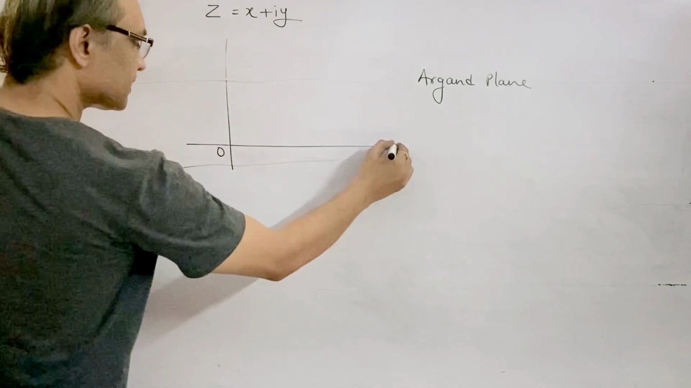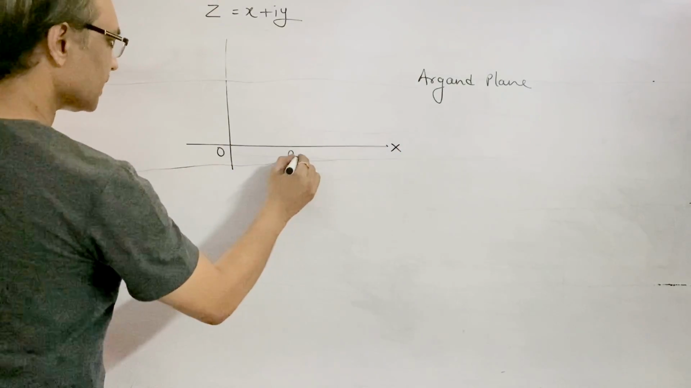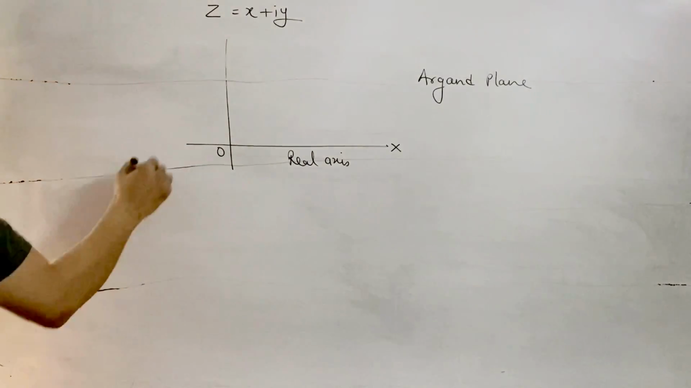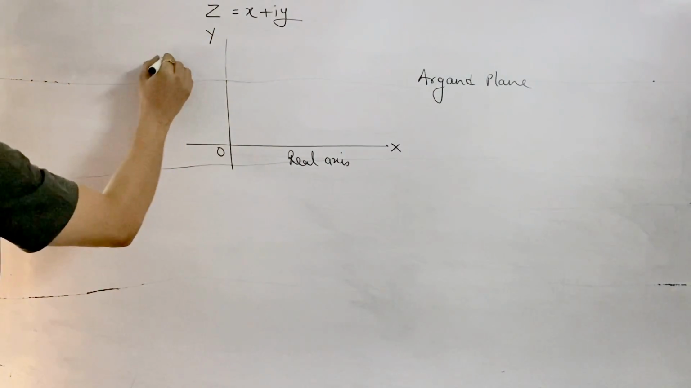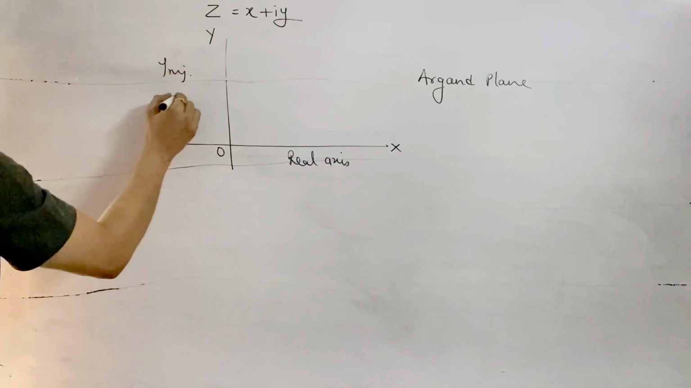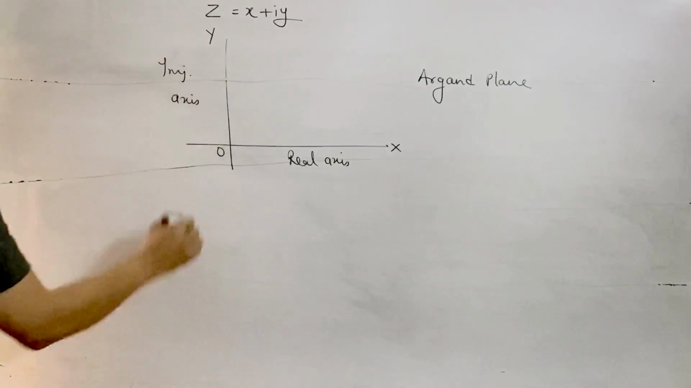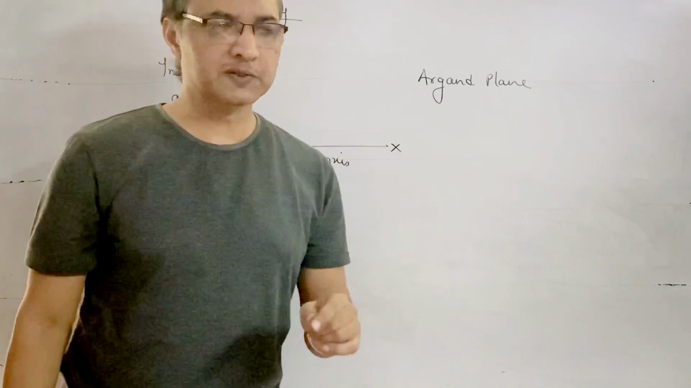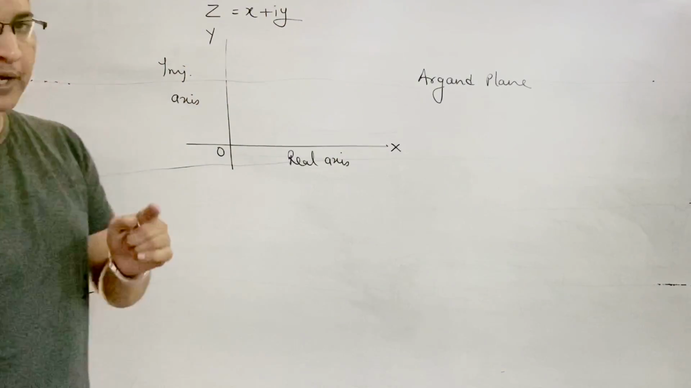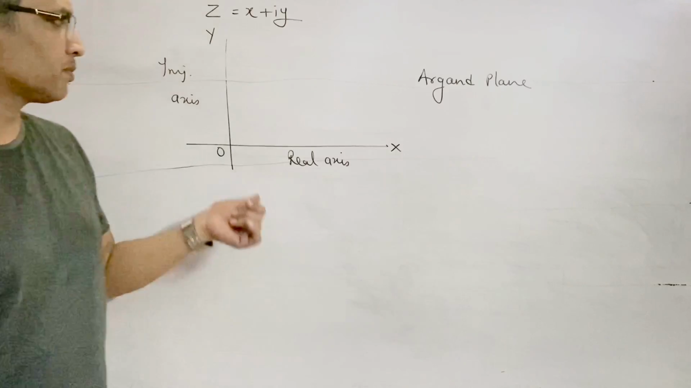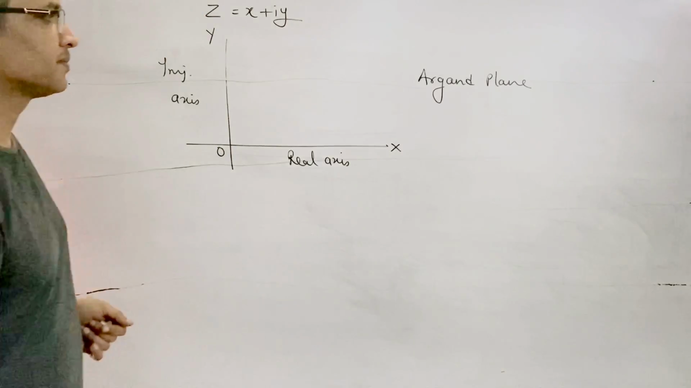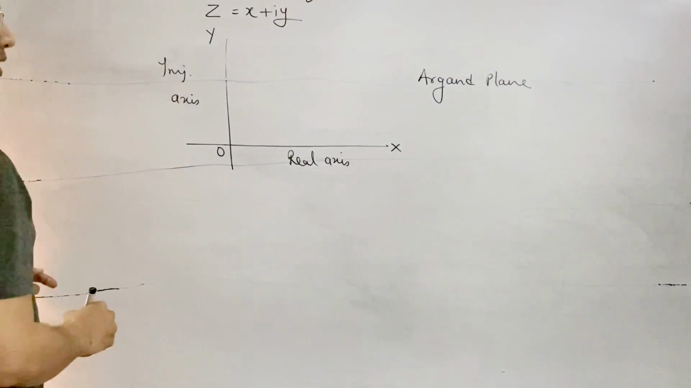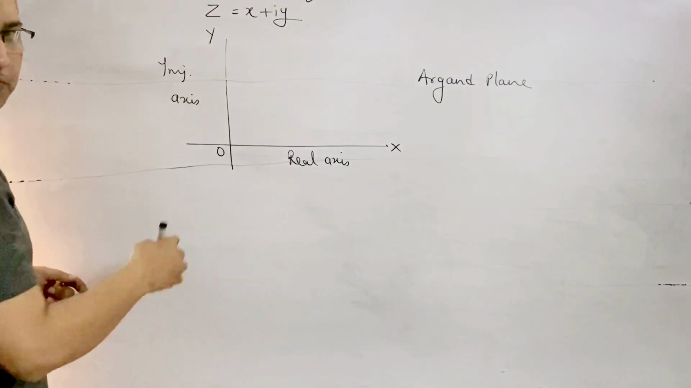This x-axis is called the real axis. This y-axis is the imaginary axis. This is the real axis, that means the real part of the complex number is plotted on this axis, while the imaginary part of the complex number is plotted on this axis. Suppose we have to plot this z equal to x plus iy on this Argand plane.